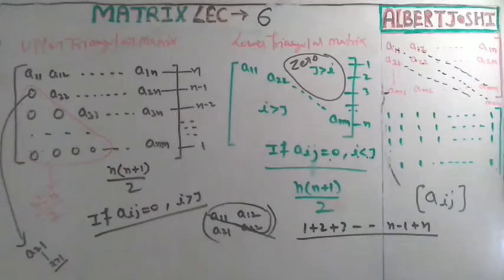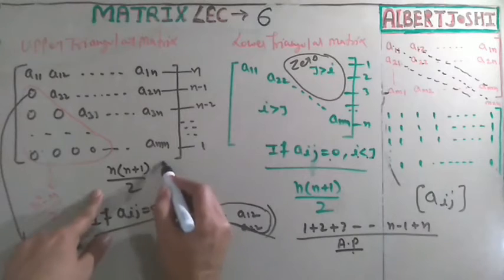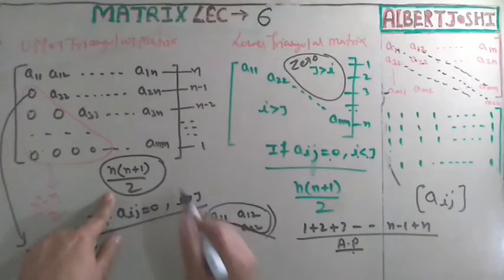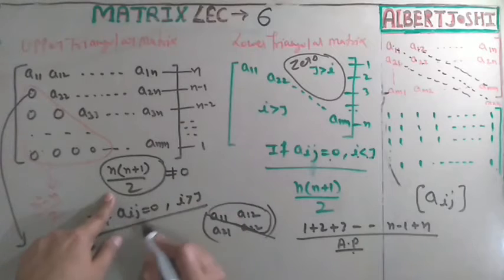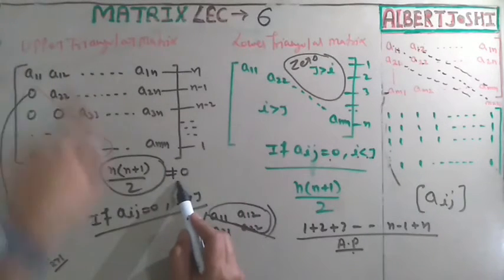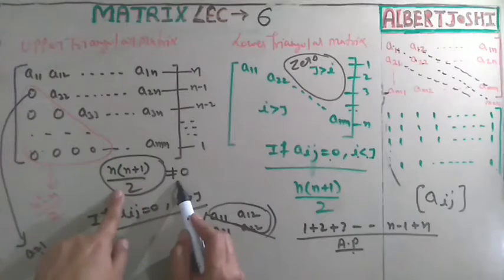How to add it? You have to use the arithmetic progression. By the help of arithmetic progression, we have got n into n plus 1 upon 2. So the total number of non-zero elements in the upper triangular matrix is n into n plus 1 upon 2.